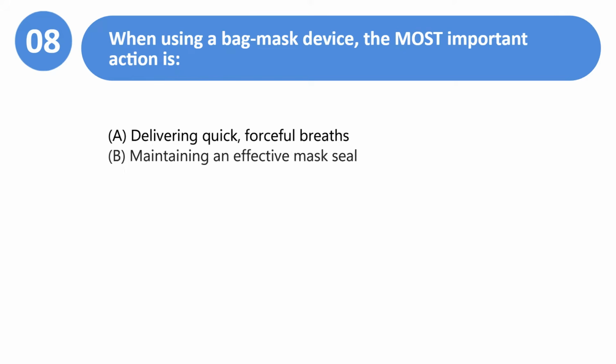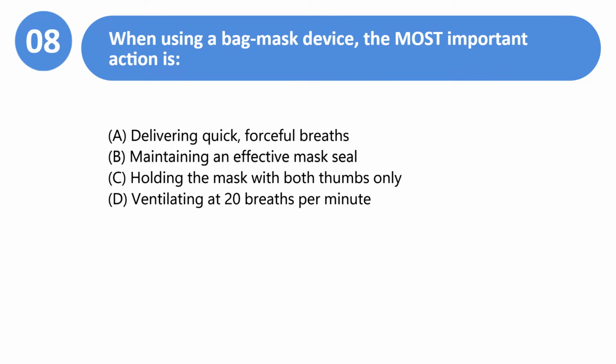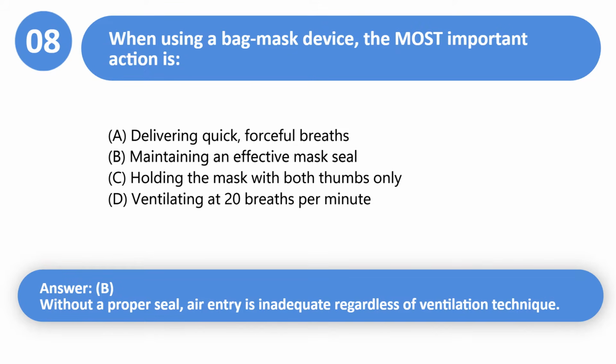When using a bag mask device, the most important action is: A. Delivering quick, forceful breaths. B. Maintaining an effective mask seal. C. Holding the mask with both thumbs only. D. Ventilating at 20 breaths per minute. Answer, B. Without a proper seal, air entry is inadequate regardless of ventilation technique.